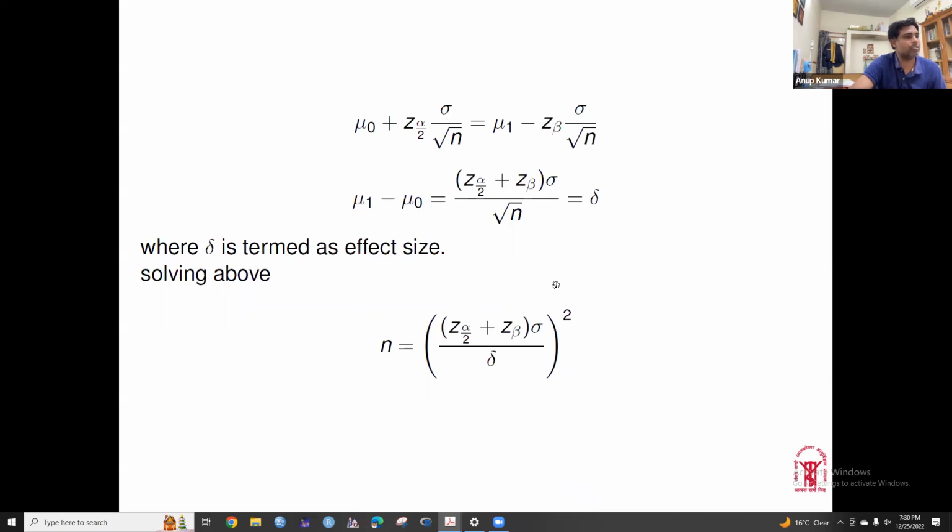Because you can see from this slide, the formula for sample size comes out to be n equal to z alpha by 2 plus z beta, where z beta is the power of the study, sigma by delta, whole square. What is the difference? Earlier there was no z beta. In the previous formula, we do not have the power of the study. We have just z alpha by 2, sigma by delta, whole square, if you remember. Okay.